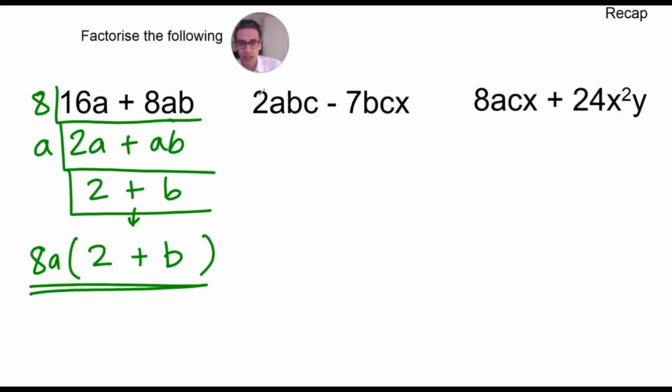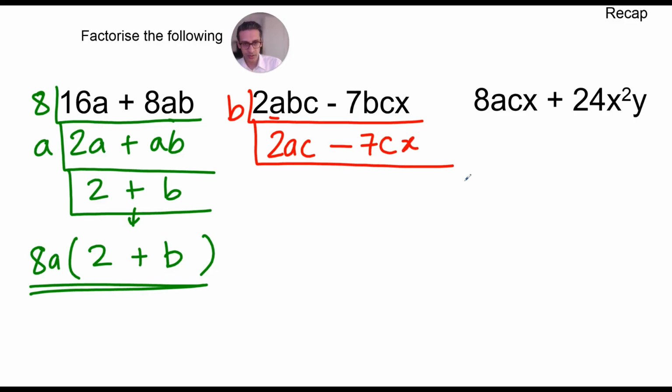For question 2, we're going to do the same thing here. Now 2 and 7 are co-prime, so we can't take a factor out. I can see there's no a that's common to both, so I can't do anything with that. I can take a b out. I'm going to take a b out, so this would be 2ac minus 7cx.